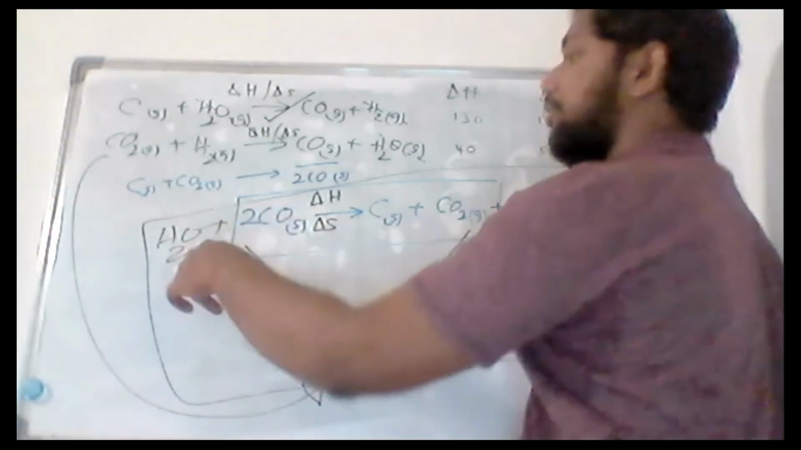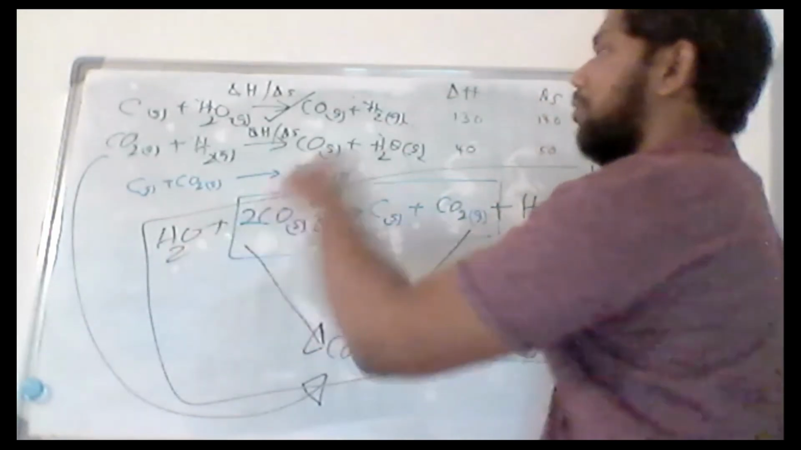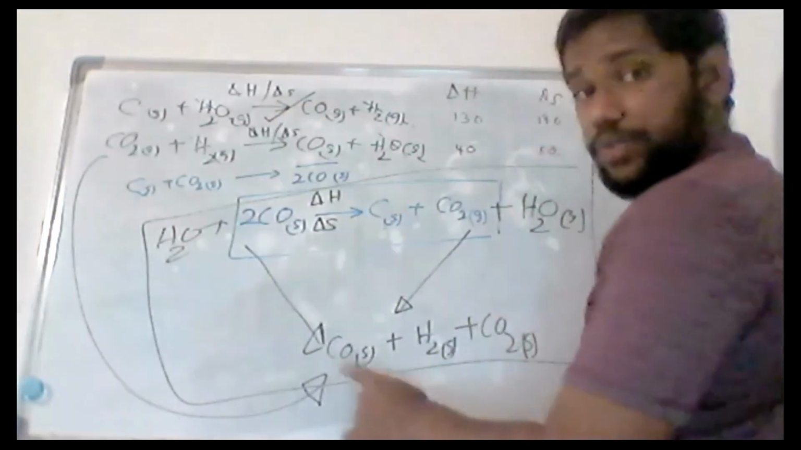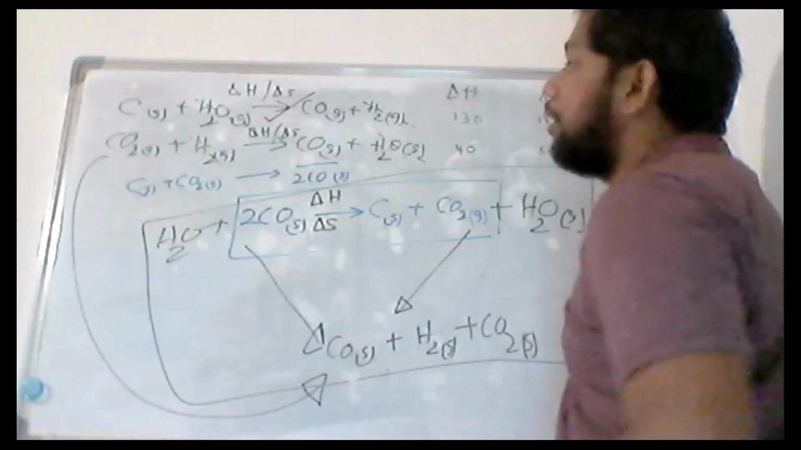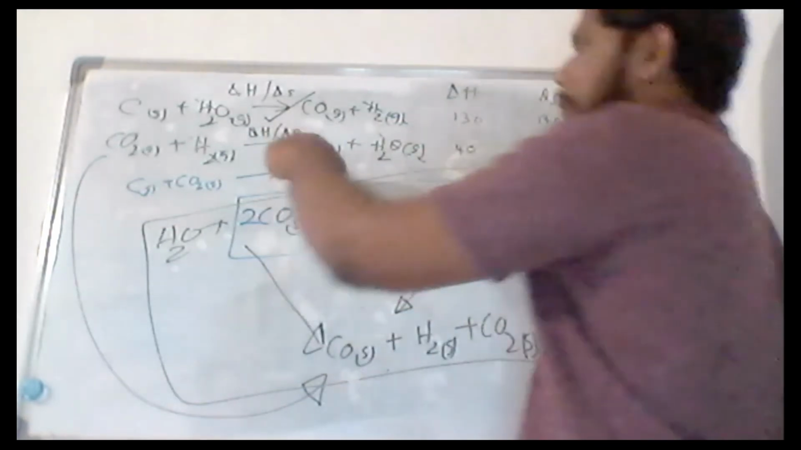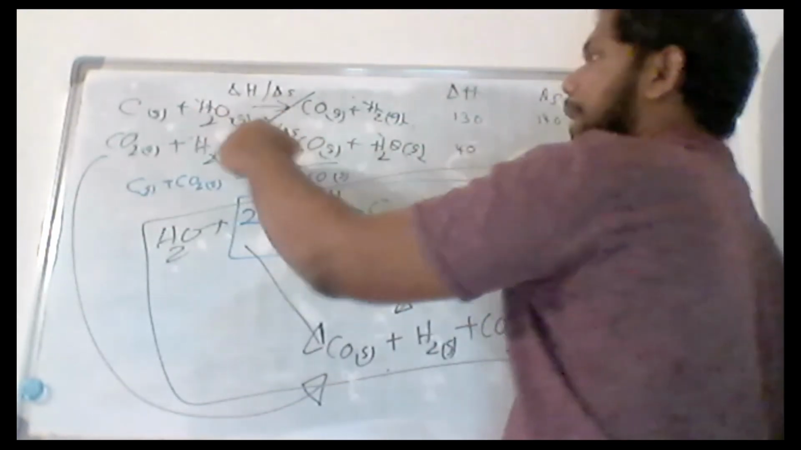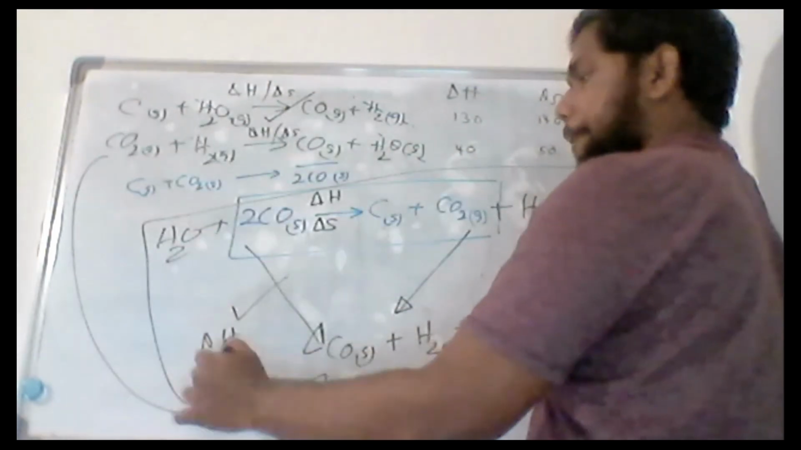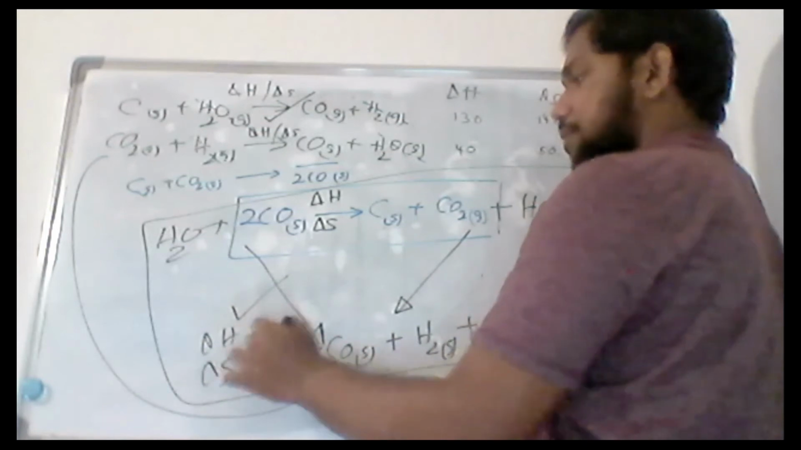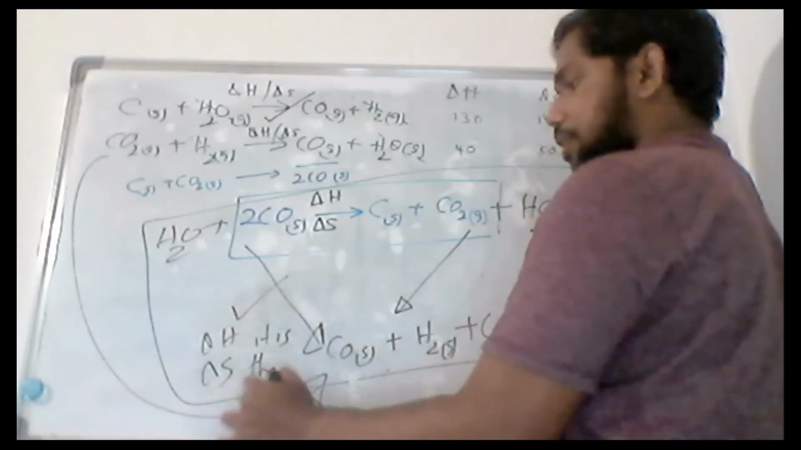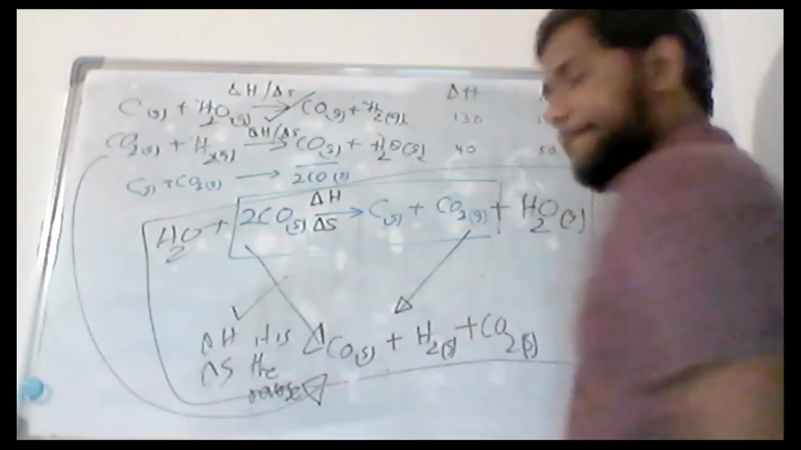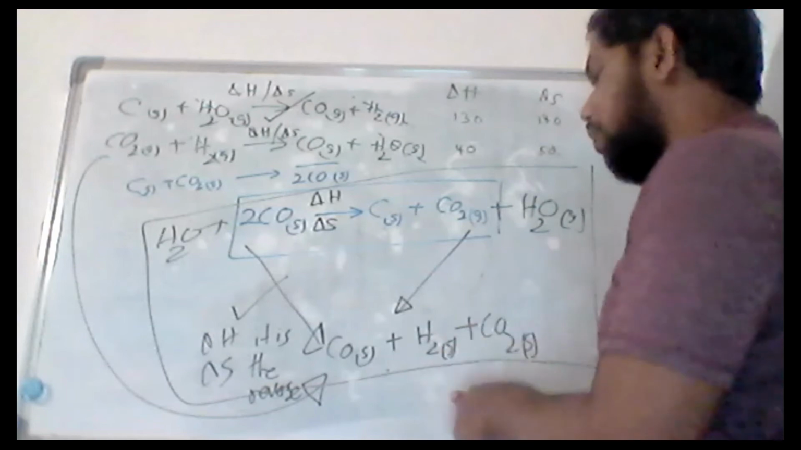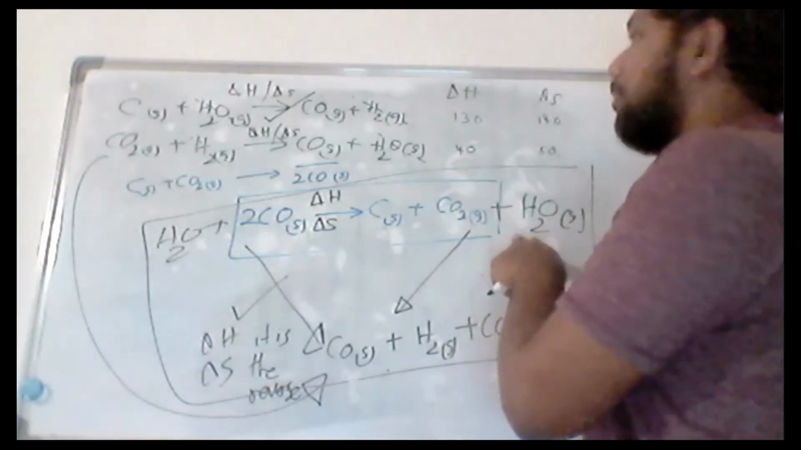Because this H2O and 2CO, only one CO is going to react. That is why here there is only one CO here. So H2O and CO, this enthalpy and entropy values you already know, because it is the reverse of the given value.